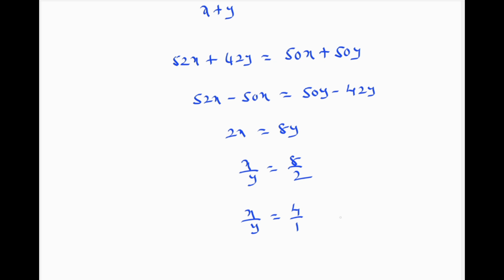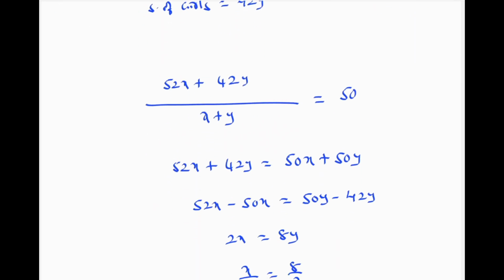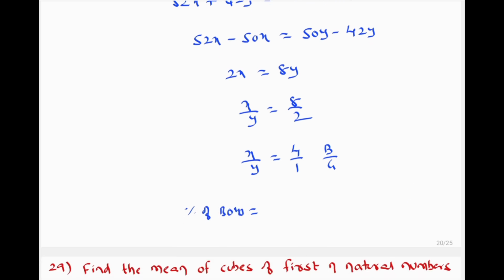So x is boys. It is the ratio of boys to girls. What is the question there? The percentage of boys. Here for the boys we have 4 parts, out of how many parts? 4 plus 1, so 5, into 100. 5 ones are 5, 20 ones are 20. So 4 into 20 is 80%. There are 80% boys. The remaining 20% will be girls. That is the final answer.